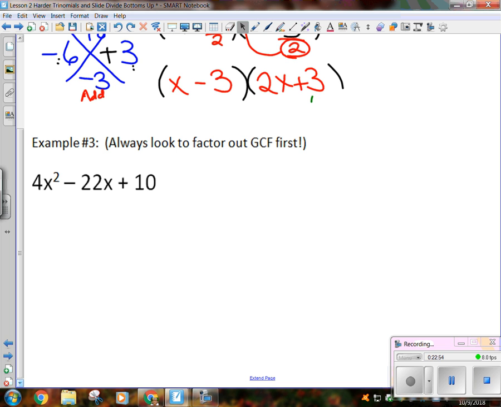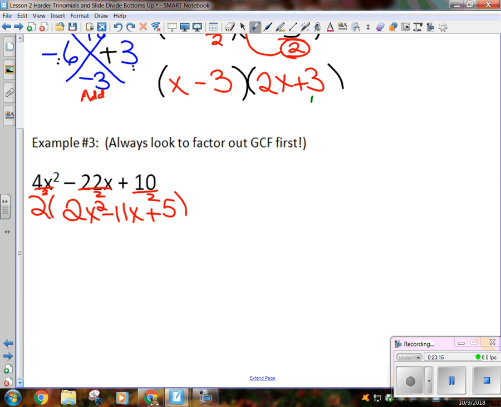Okay, next one. Always look to factor out what? GCF first. What GCF would factor out of 4, 22, and 10? 2. So it's easiest to factor out a 2, and your numbers will not be nearly as large. So what do I factor out of 2? Divide out of 2, divide out of 2, divide out of 2. What do I get? 2x squared minus 11x plus 5.